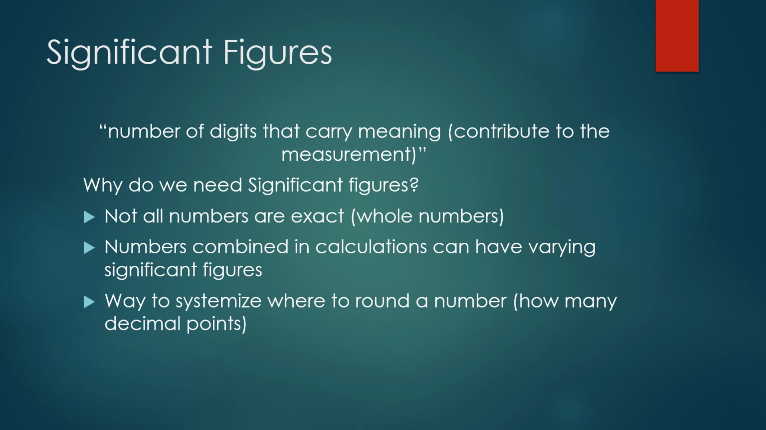The reason we use significant figures is because not all numbers are exact. When you're doing calculations, the numbers involved in the calculation sometimes have varying significant figures. So we need a way to figure out which ones are important, how many we should keep, and so forth. Also, it's a systematic way to round a number so that everyone has the same answer with the same amount of digits.